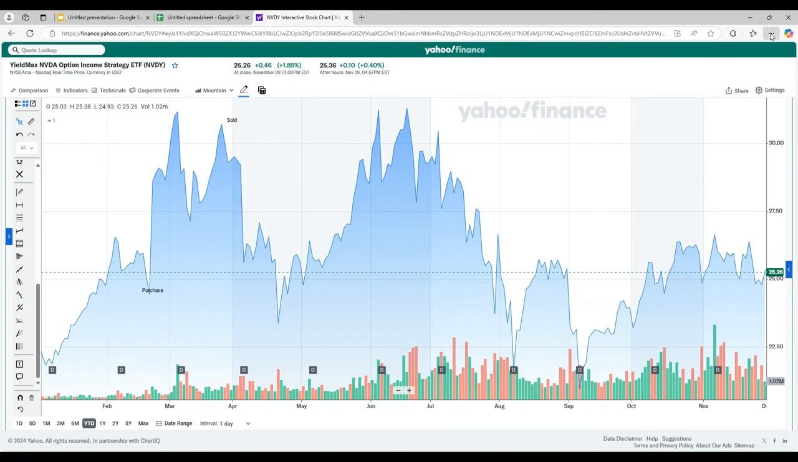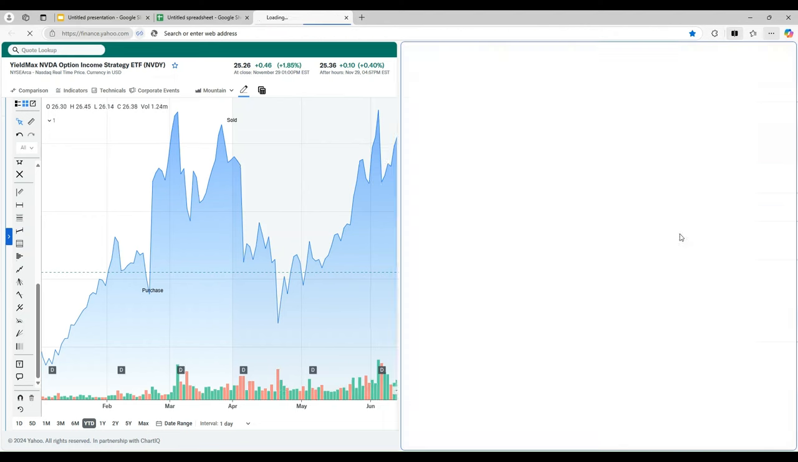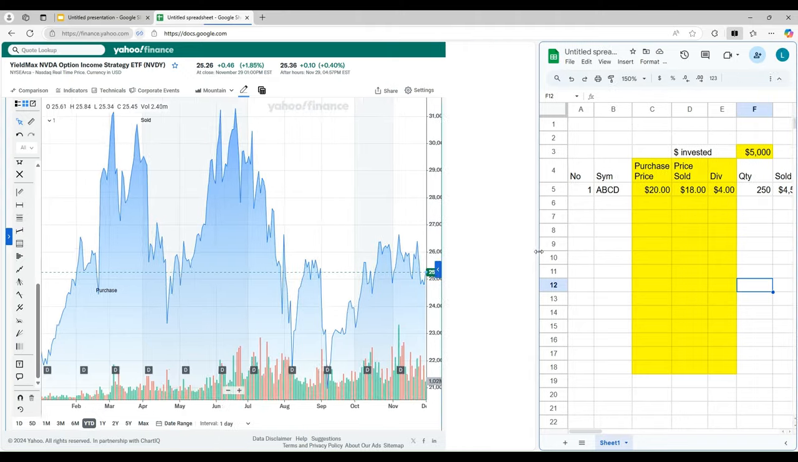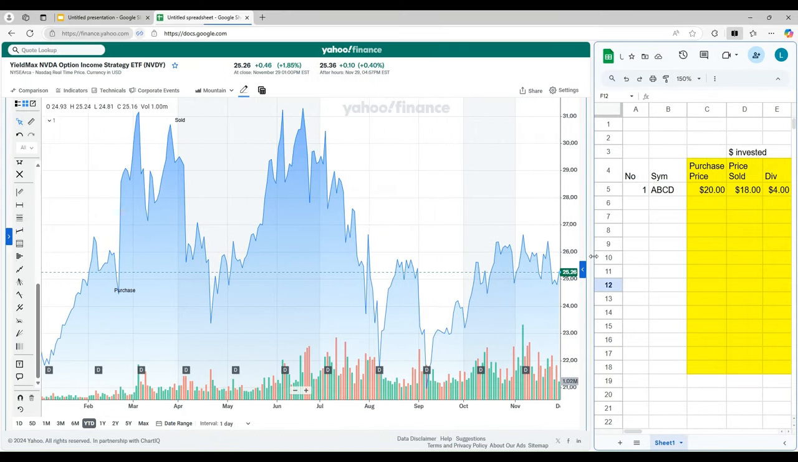So let me do this. Why don't I go over here? Let me split the screen so we can see both at one time, this and this. Let's take a look at it. Okay, we're looking at NVDY, right? Purchase price, we purchase at what? 25.26, right? We bought at 25.26. And what we sold it over here?